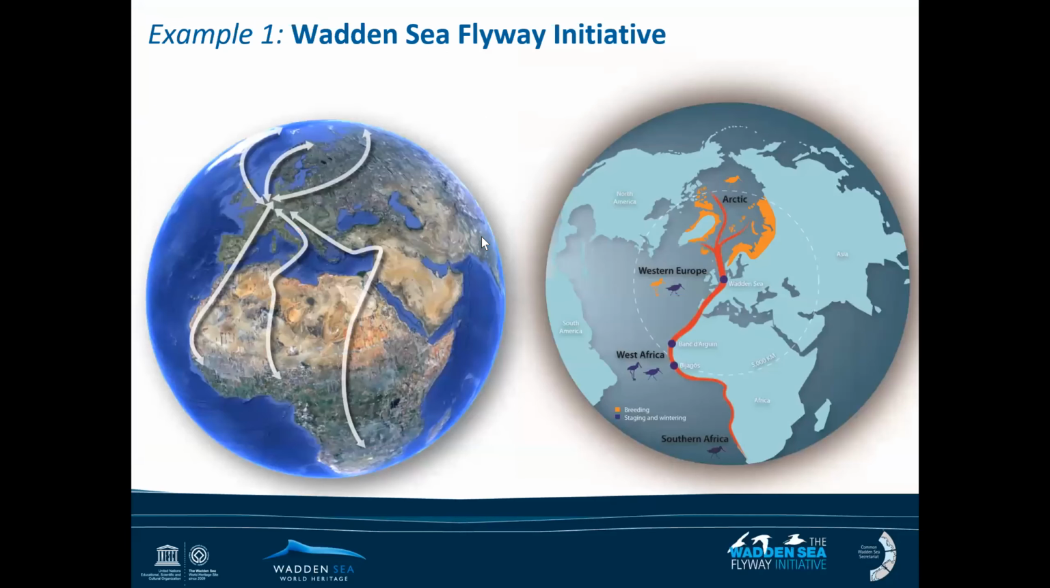The first example is the Wadden Sea Flyway Initiative. The Wadden Sea belongs to a large network of sites that birds depend on in their yearly migratory routes. The Wadden Sea Flyway Initiative aims to strengthen cooperation on management and research activities with other sites, and especially with the East Atlantic Flyway.